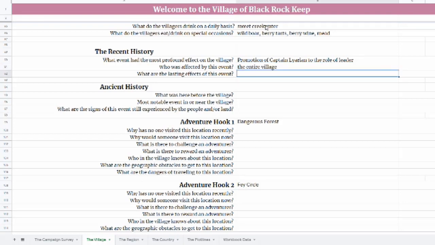And what are the lasting effects of this event? Well, it is pushing the main conflict of the village, the community leader versus city leader conflict. So we have the conflict with village leaders.